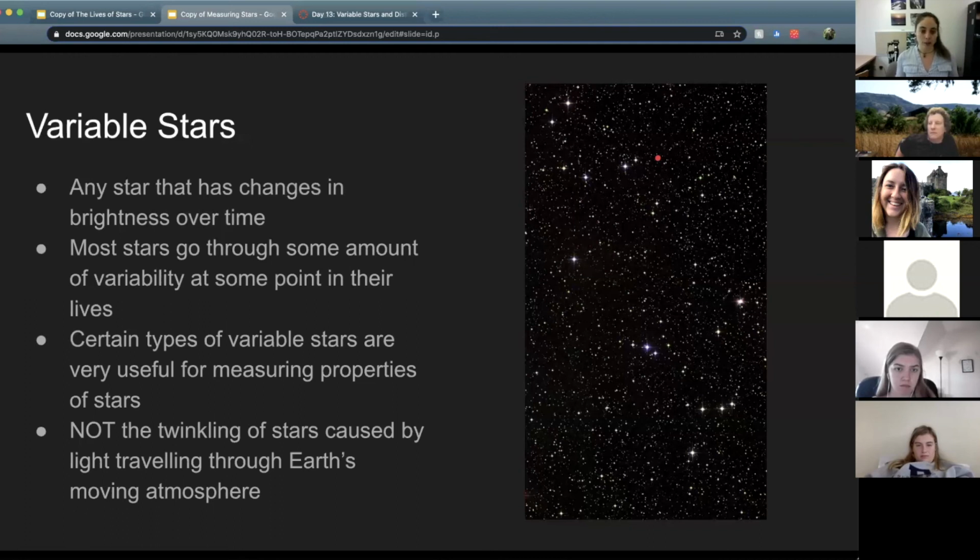So, very useful for getting this kind of difference between absolute and apparent magnitude.